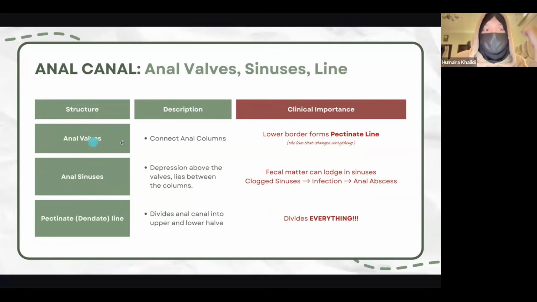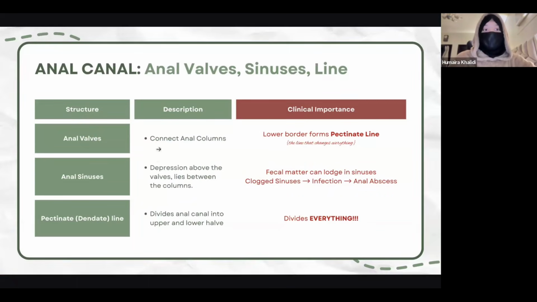Okay, anal valves. These anal valves connect the anal columns. As I mentioned, they are the flaps that close the anal column, just so you don't have fecal incontinence again. And the anal valves also form the lower border of the pectinate line. So this is the pectinate line. These are the anal valves. So the anal valves form, no, wait, this is the pectinate line, and these are the anal columns. So this is going to form the lower border of the pectinate line.